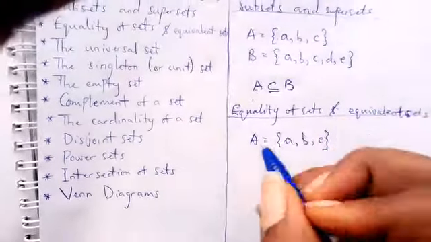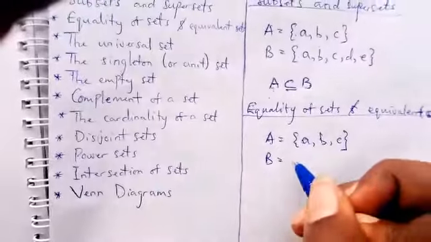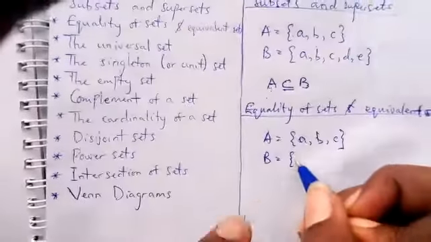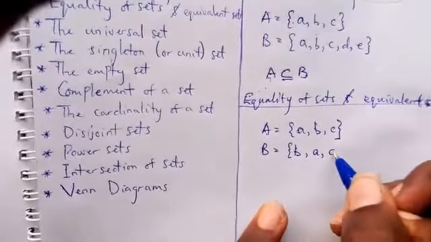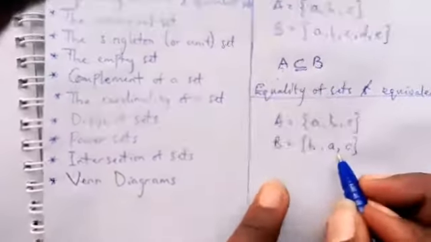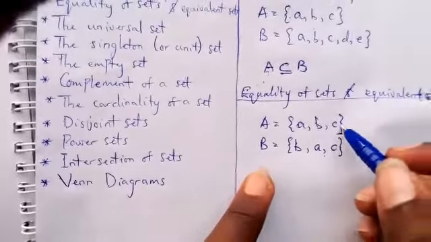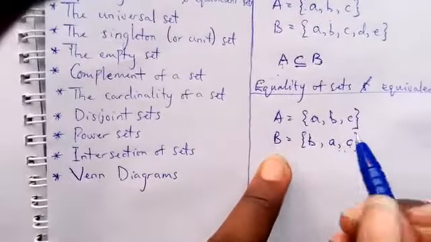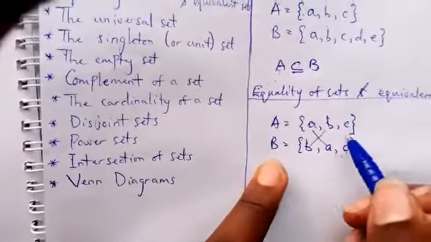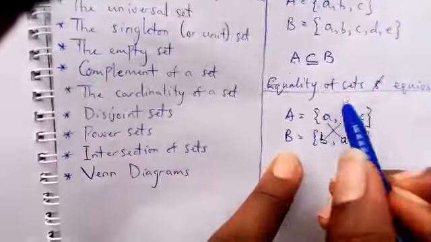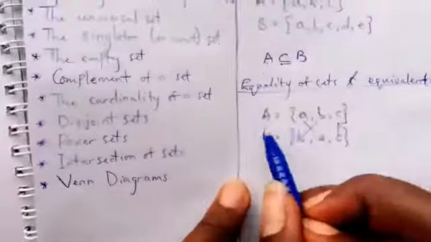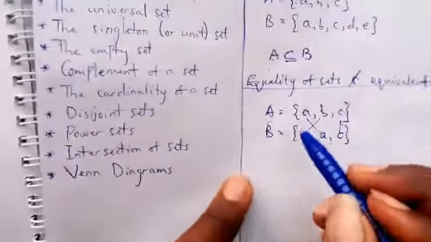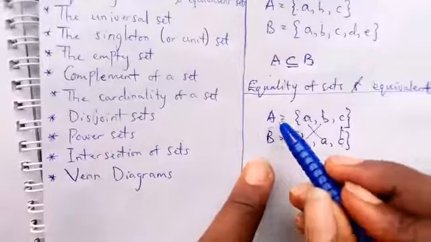c, and we have another set B, no matter the order, for instance, we say b, a, c. Now we find out that these sets are equal because all the elements in A are contained in B, and all the elements in B are contained in A. In this case, we say that the two sets are equal.